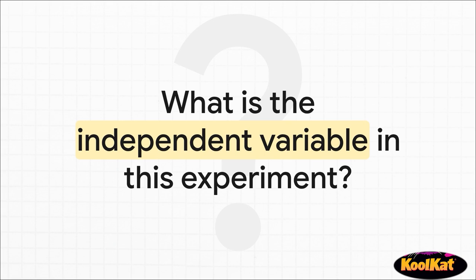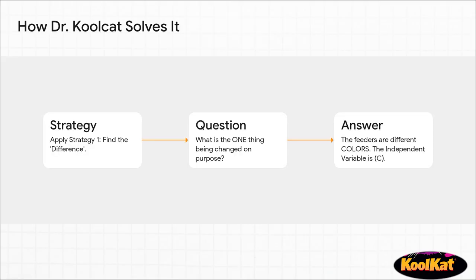Got an idea? All right, let's break it down. Okay, let's use the game plan. Step 1, find the difference. What's the one thing being changed on purpose here? It's not the number of birds, that's the result. It's not the seed or the location, those are the constants. The only thing being changed is the color of the bird feeder. So the answer has to be C.